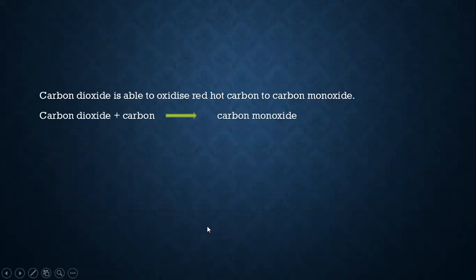Now, carbon dioxide is also able to oxidize red hot carbon to carbon monoxide. So what we mean by this is that another chemical property of carbon dioxide is that when it is reacted with red hot carbon, it is going to oxidize it and lead to the formation of carbon monoxide. As you can see in the equation, carbon dioxide plus carbon, which is red hot carbon, gives us what? Carbon monoxide. So we have that.